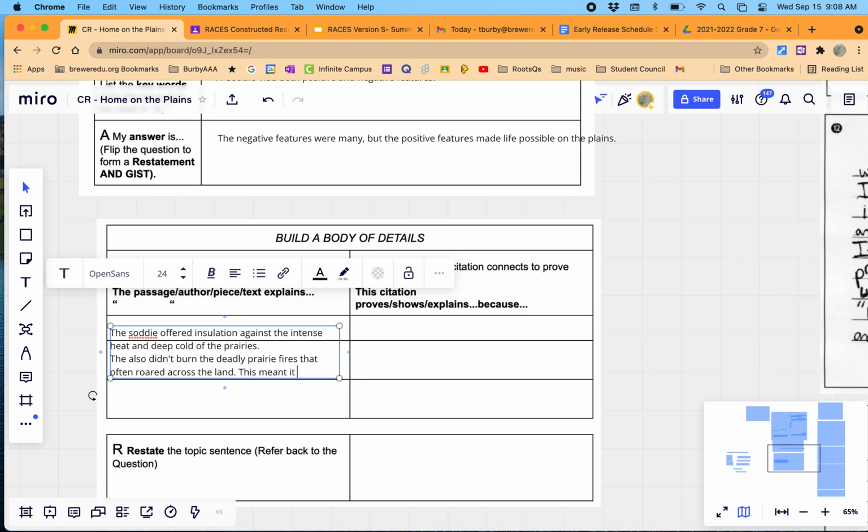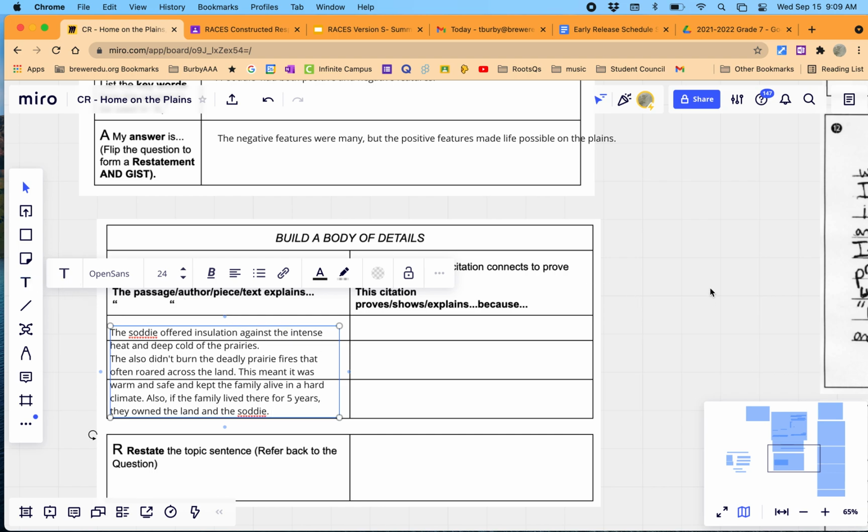This meant it was warm and safe and kept the family alive in a hard climate. I also might say, if the family lived there for 5 years, they owned the land and the soddy. Another thing you might even say is the dirt was free, right?